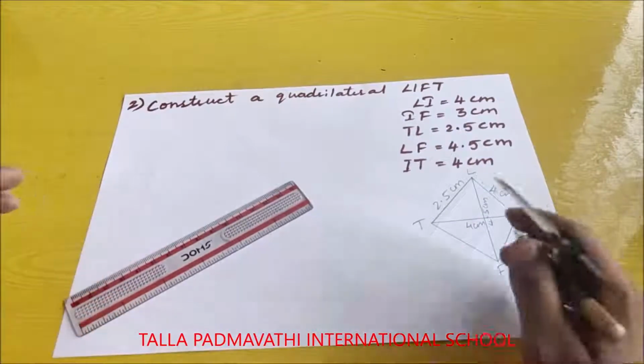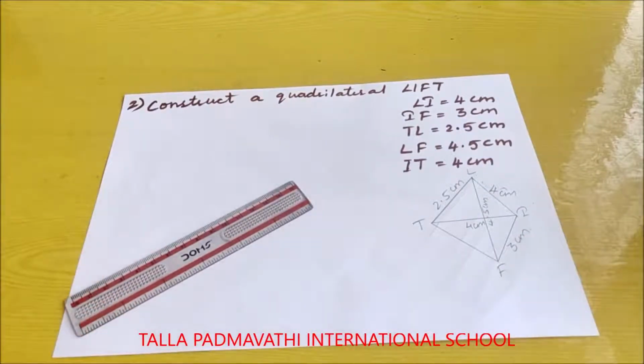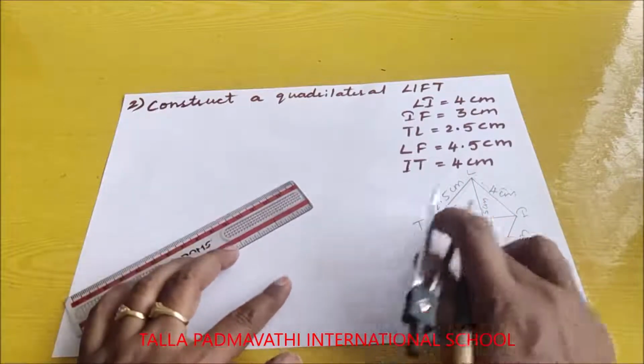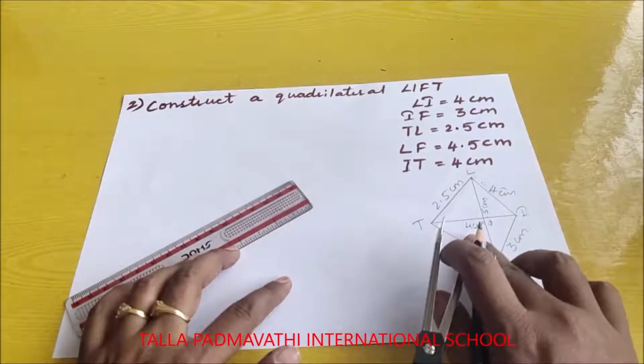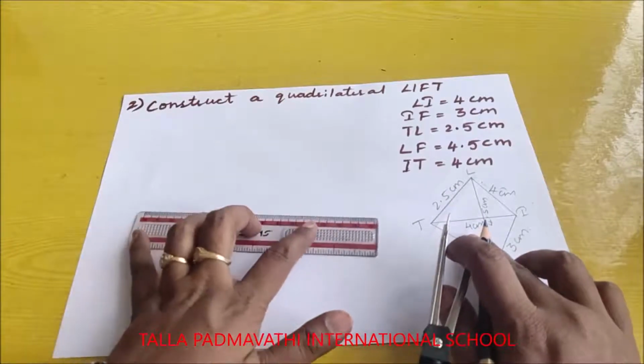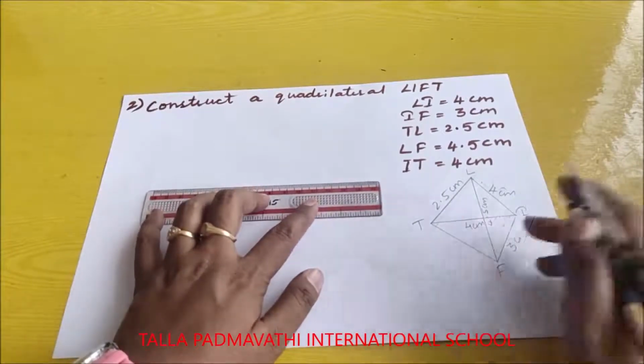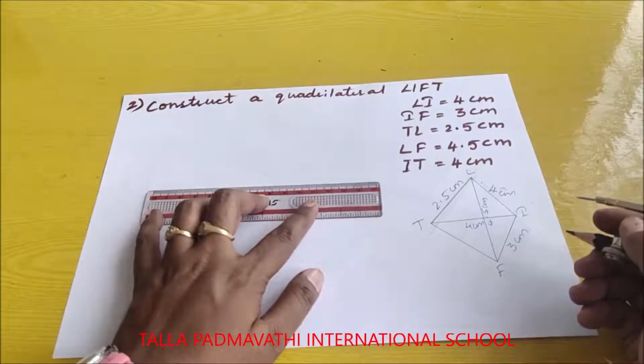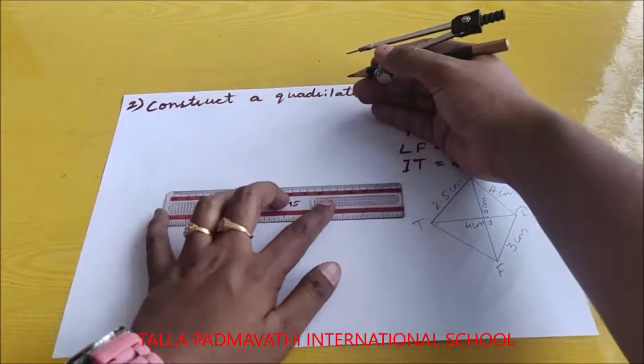So children, according to the rough figure, now we are going to construct a quadrilateral LIFT. So first, children, you need to draw TI. That is how much? That is 4 centimeters. So draw a line segment of length 4 centimeters.